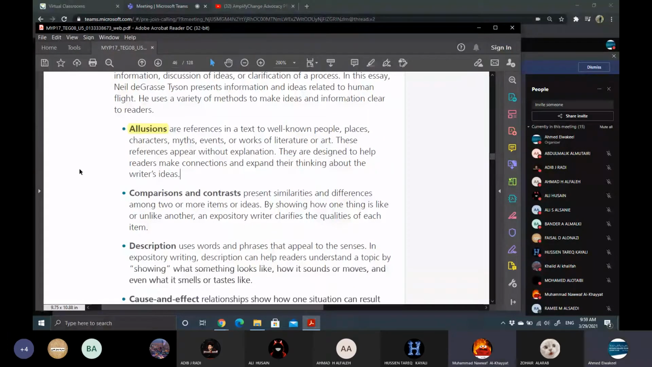It's a reference to things. Like? Text to well-known people, places, characters, myths, events, and reading comprehension. Can you present any allusion from the reading comprehension? I don't know. Come on, go back. Open your book. Go back. You will find it. Tell me.